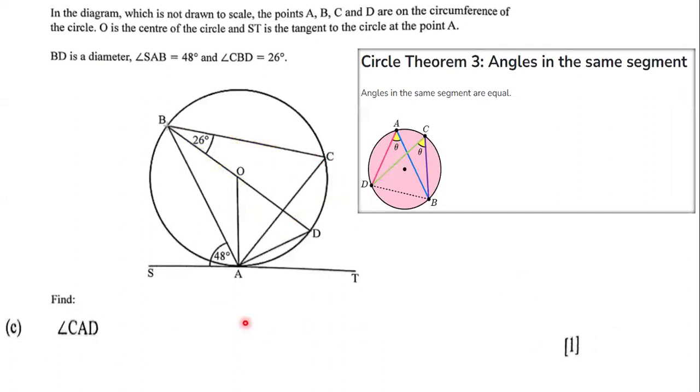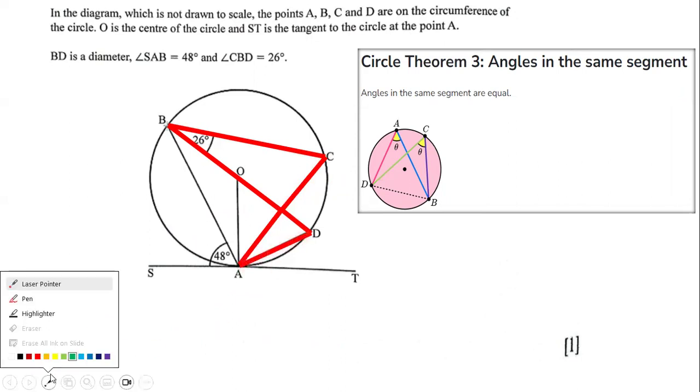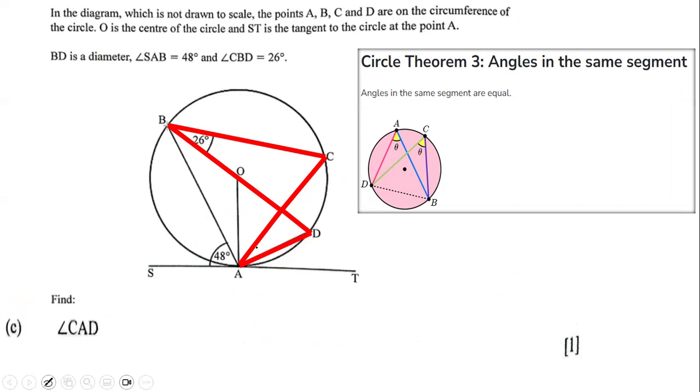Next, we need to figure out the size of angle CAD. If we label it, angle CAD. If we notice carefully, we have C, A, and D. So what they really want us to figure out is the measure of this particular angle right here.